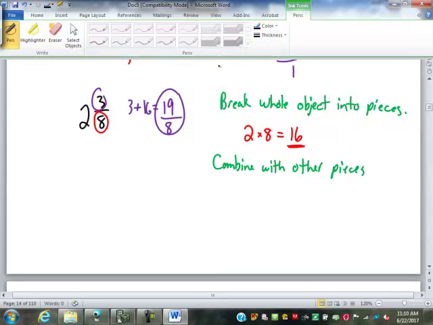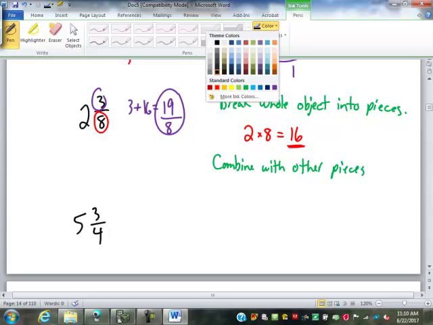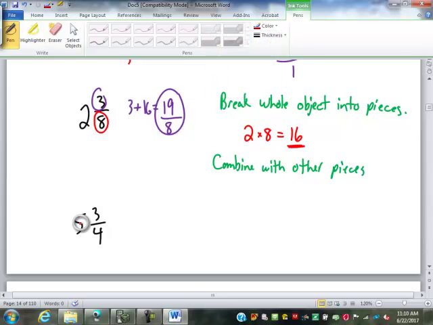Now in practice, I'm probably not going to write it out quite that specifically. I'm just going to take my whole object of 5. What am I going to multiply it by? 4. 5 times 4 is 20. So I add the 20 to the 3 to get 23/4. Or if I have 7 1/3, what do I do? 7 times 3 is 21. 1 plus 21 is 22/3.